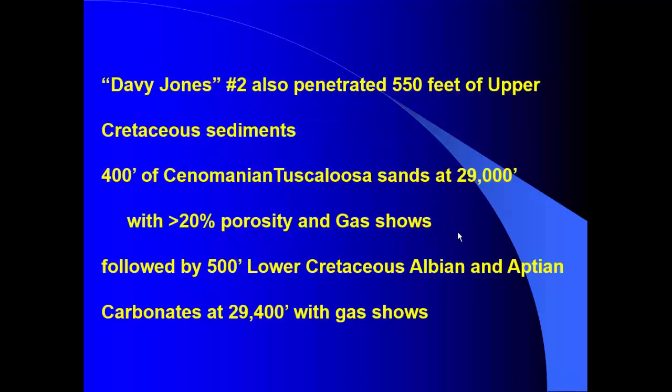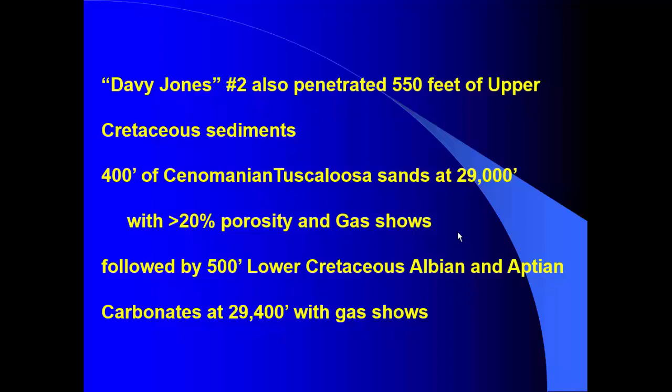And now in the Davy Jones number 2, we go into some of the Cretaceous aspects. They penetrated, as I said, 550 feet of upper Cretaceous, and then 400 feet of, in my interpretation, Cenomanian Tuscaloosa sands at 29,000 feet. We've worked wells in the Tuscaloosa, and the sands in the Tuscaloosa are Cenomanian. So I'm assuming that this Tuscaloosa is the same age.